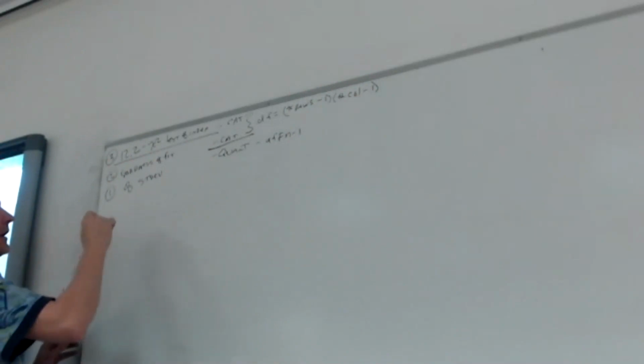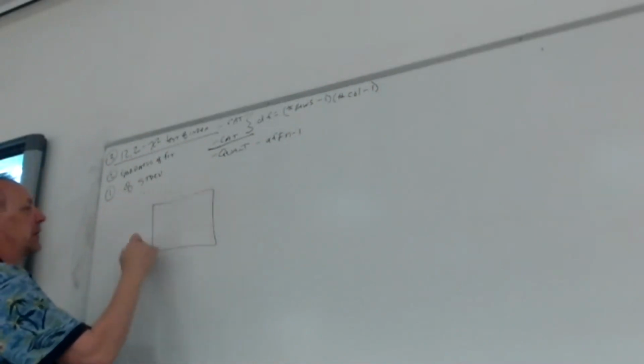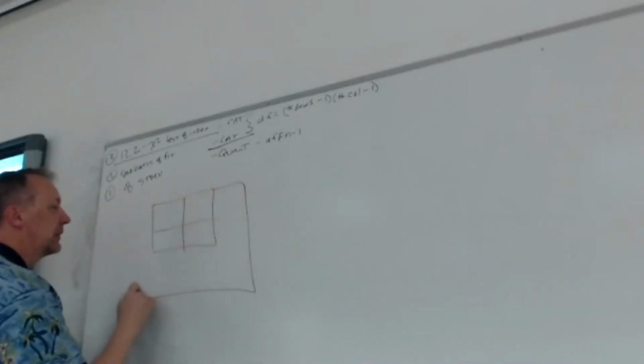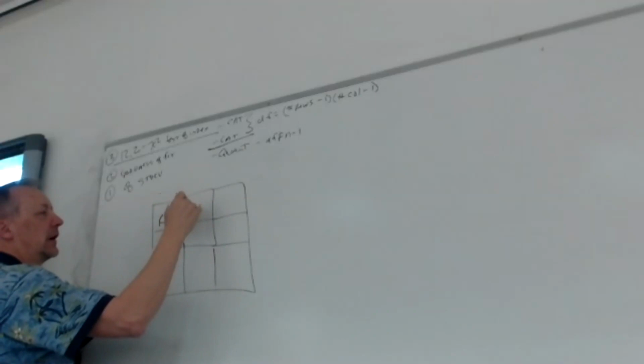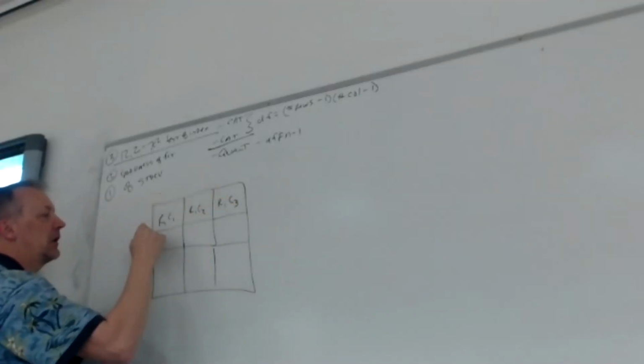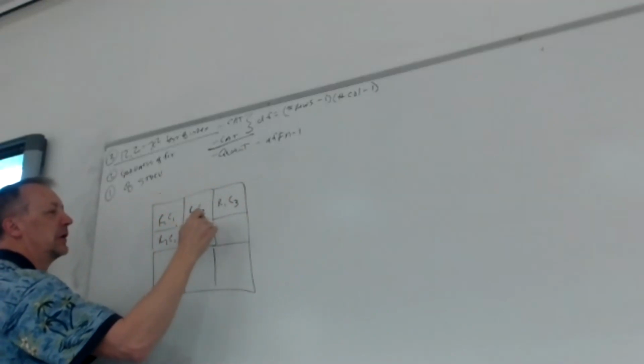Okay. Now, here's the wrinkle today. The wrinkle today is you're going to have some sort of a table. It doesn't have to be a 2 by 2. In fact, here, I'll make this one a 3 by 3, just for fun. That's a big table. Now, this would be row 1, column 1, row 1, column 2, row 1, column 3, row 2, column 1, row 2, column 2, row 2, column 3, row 3, column 1, row 3, column 2, row 3, column 3.